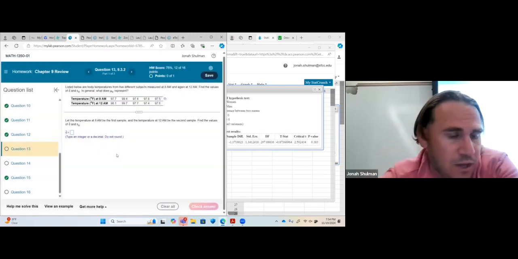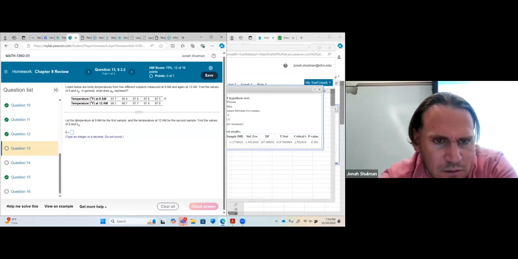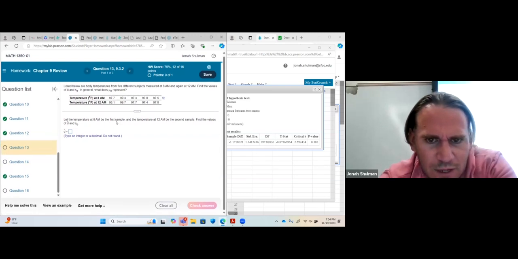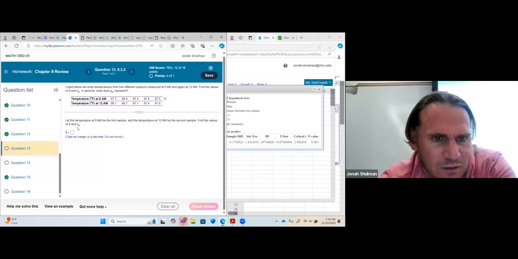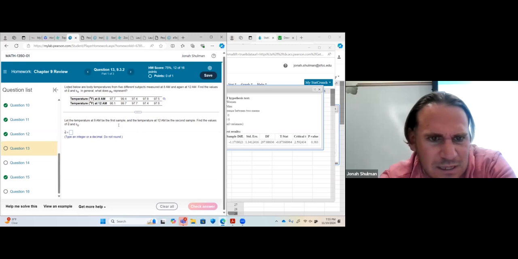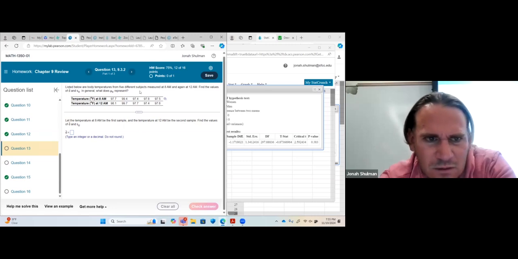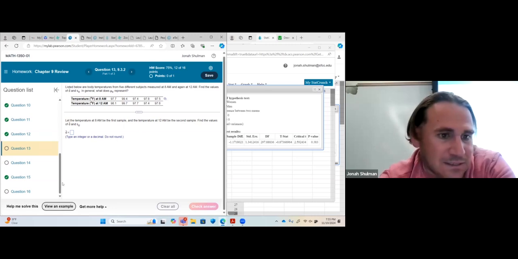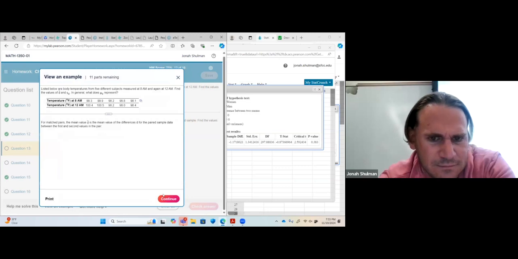Number 13. The temperature at 8 a.m. in the first sample and 12 a.m. for the second sample. Find the values of D. All right, so what is this? Is that the mean of the difference? I don't know. I got to see an example. I don't know what they're asking for.